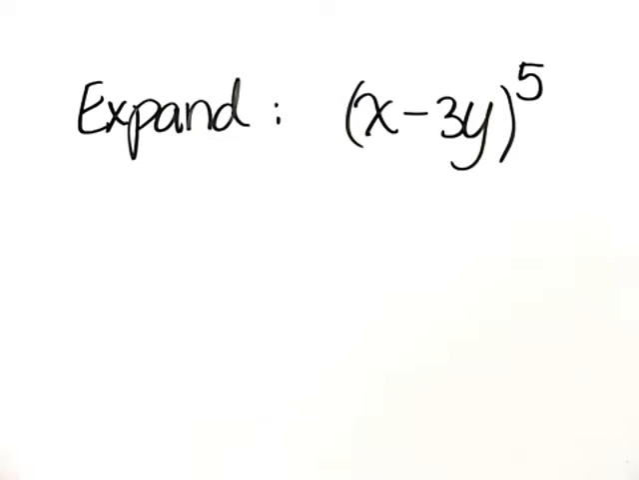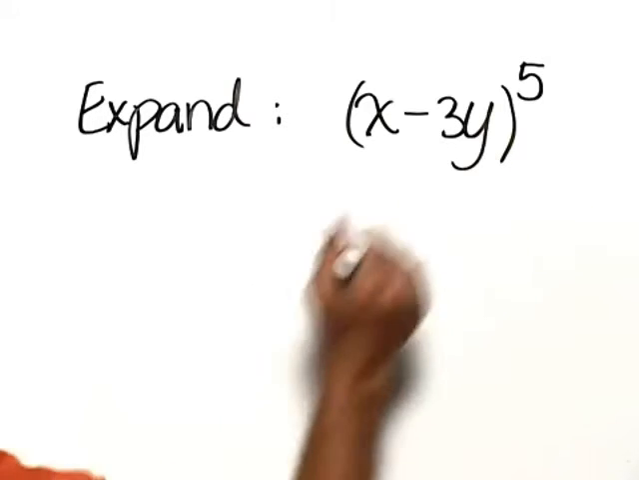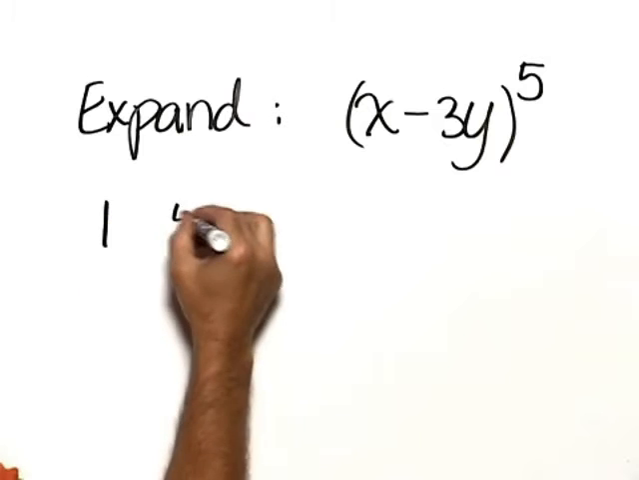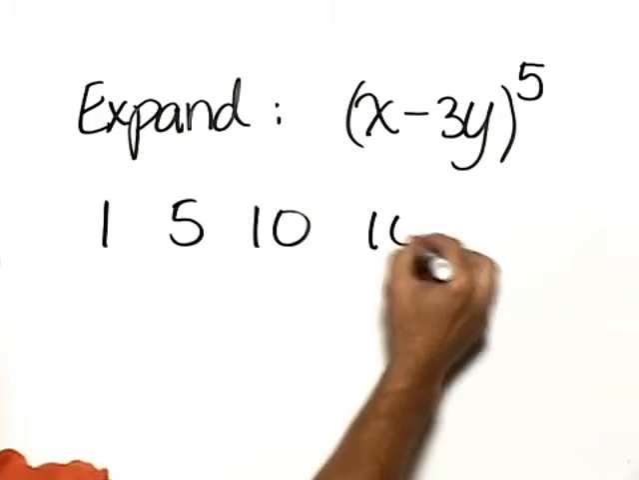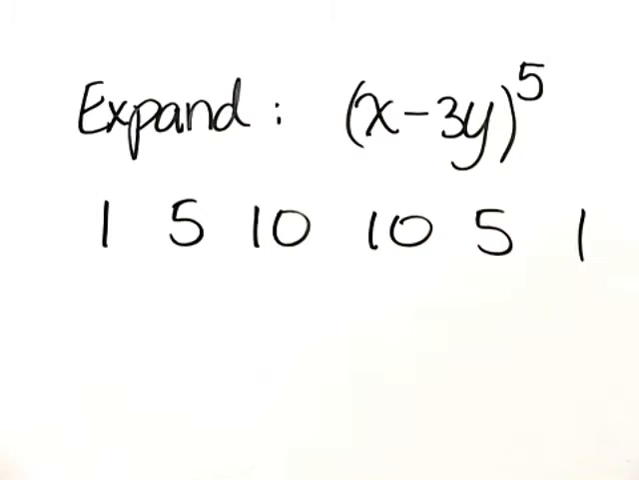Expand (x minus 3y) to the fifth. So let's use Pascal's triangle. Since n is equal to 5, we want the sixth row of the triangle, and the sixth row of the triangle gives us those coefficients: 1, 5, 10, 10, 5, 1.